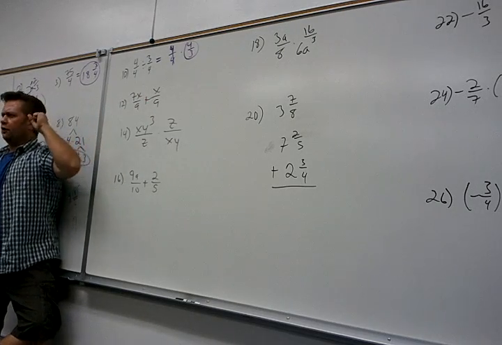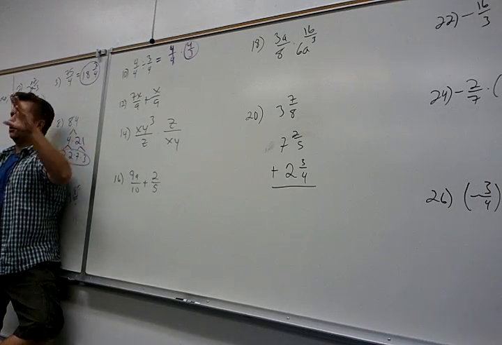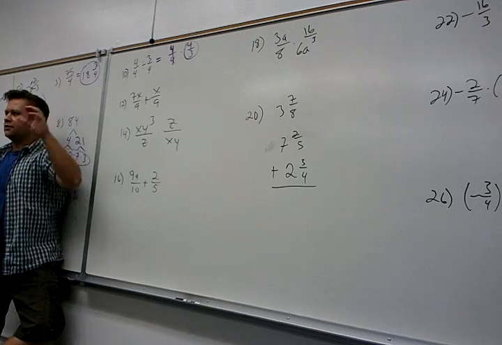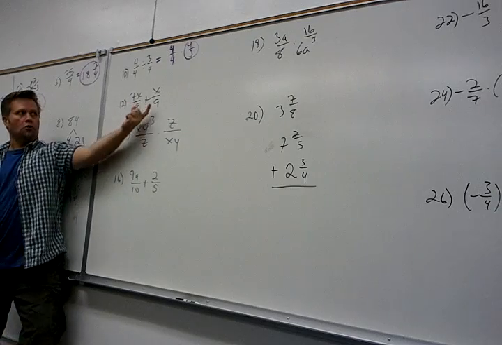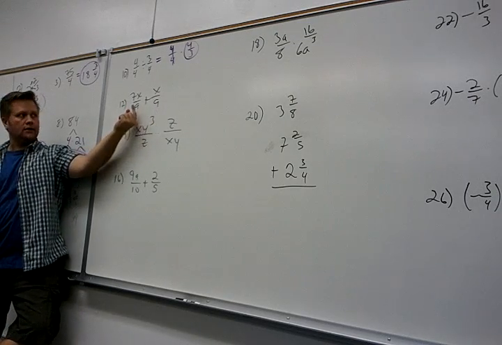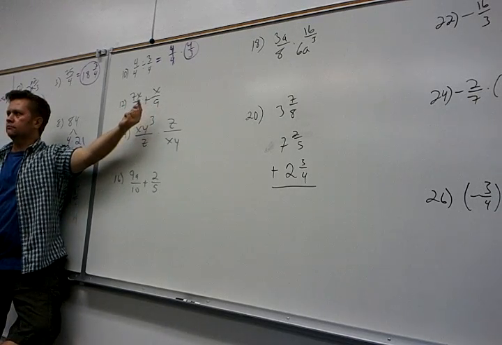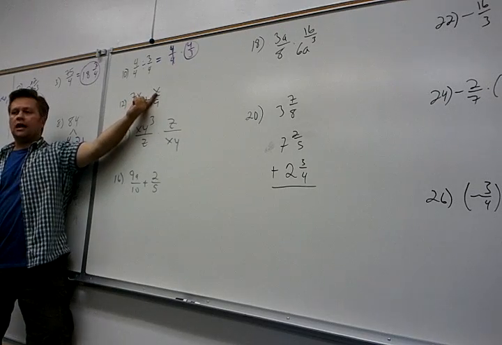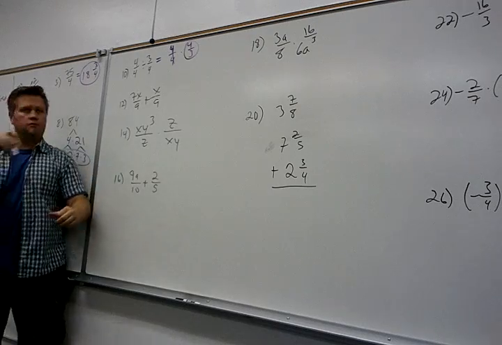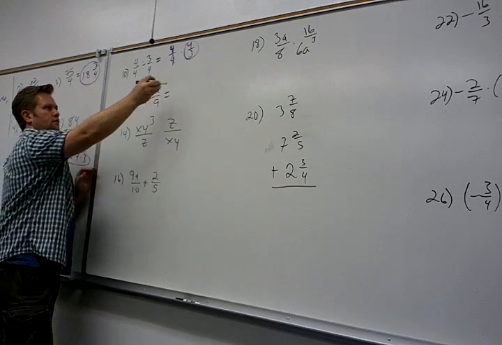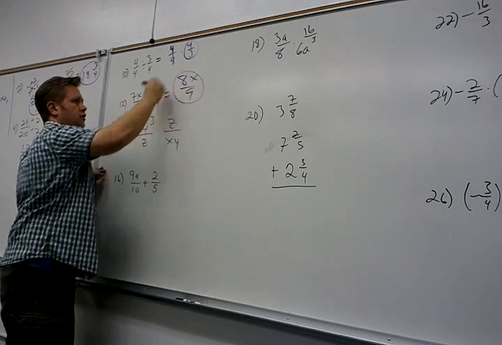Number 12, once you start throwing variables in, everybody thinks it's going to be so much harder. But variables are just numbers I don't know. They have to act exactly like any other number. So the only thing I worry about with fractions when I'm adding is, are the bottoms the same? Yes. And then I put the tops together. In this case, the tops are like terms. So what's 7x plus x? 8x over 9, and you're done.